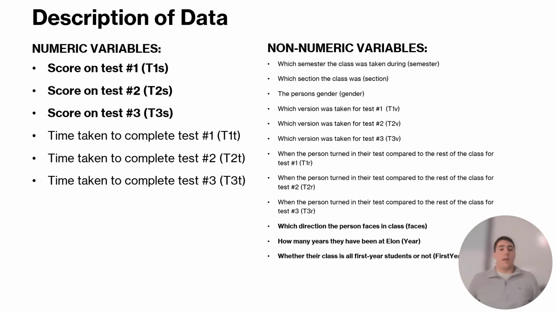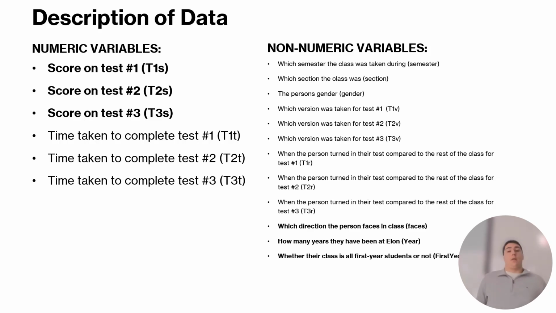So this is our description of data for both tests. We have it split up into numeric and non-numeric variables, and the ones in bold you'll see are the ones we used for our hypothesis. The score on test 1, 2, and 3 on the left side under numeric, and the time taken to complete the test 1, 2, and 3.